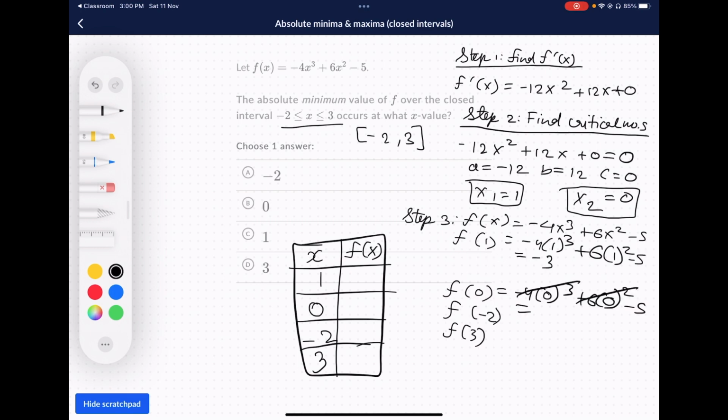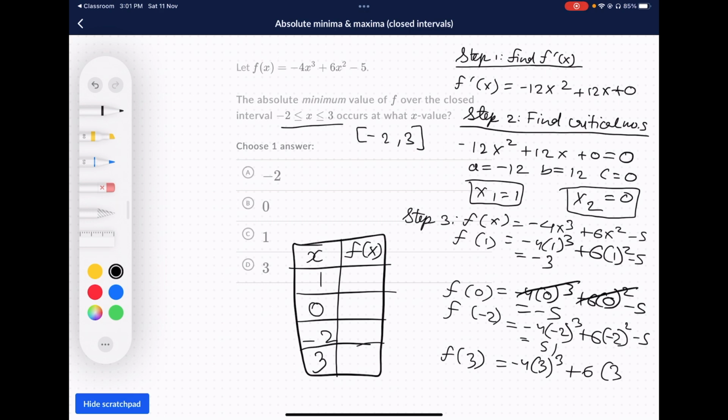Negative 3. So we just have negative 5 left. Over here is 51, but last, f of 3, where x is equal to 3, is negative 59. Now input the f of x values for each. When x was 1, f of x was negative 3. When x was equal to 0, we had negative 5. When x was equal to negative 2, f of x was positive 51, and when x was equal to 3, f of x was negative 59.